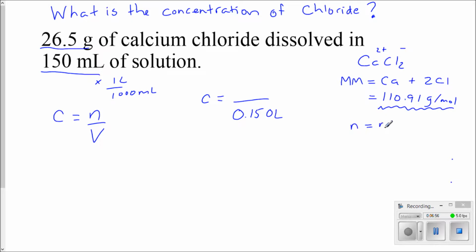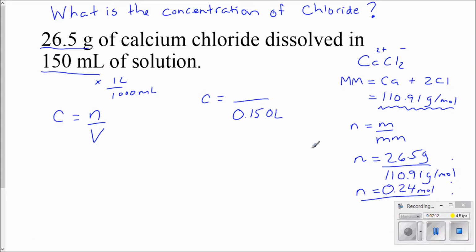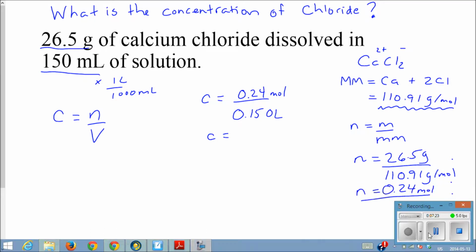We know that moles equals mass divided by molar mass. So therefore, my mass is 26.5 grams. We're going to divide that by 110.91 grams per mole, and that will give us our moles. The answer is 0.24 moles. So therefore, my moles are 0.24 moles. Here we go. Just plug that in. Concentration. Divide those two, and we get a concentration.